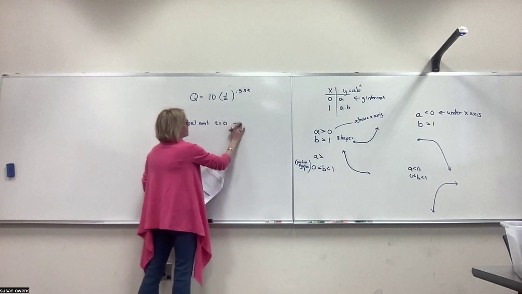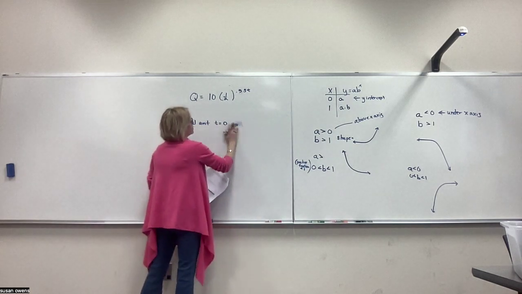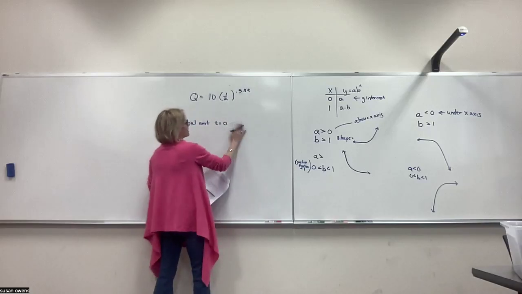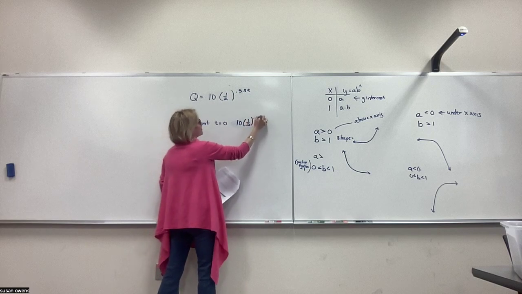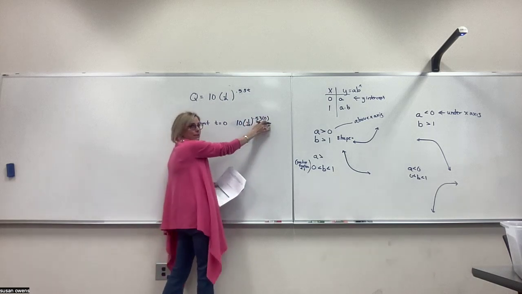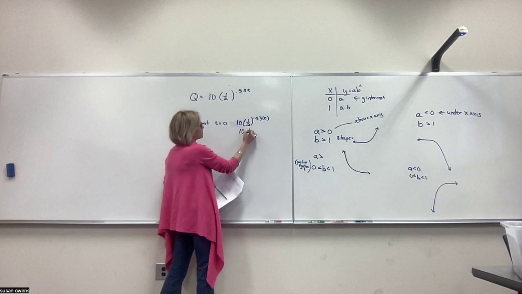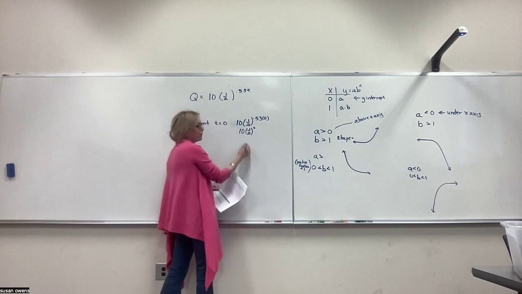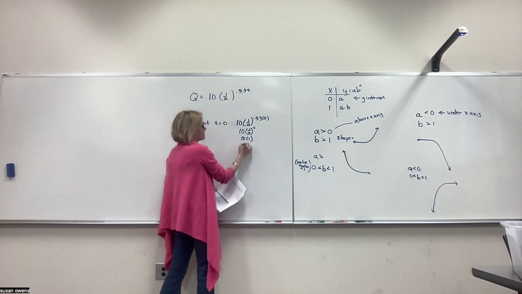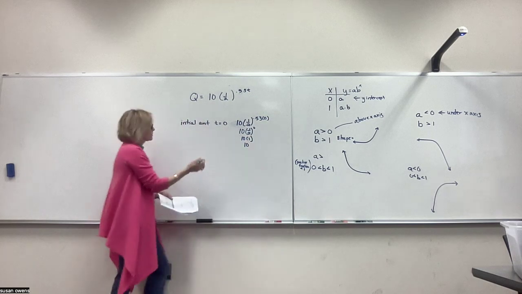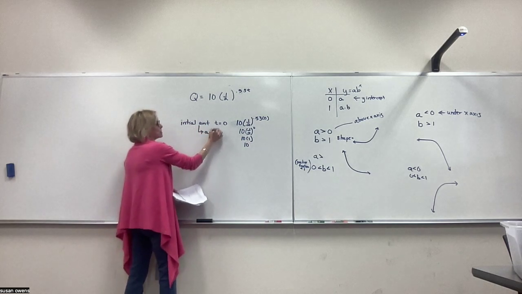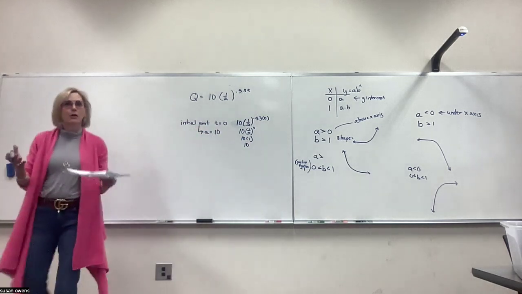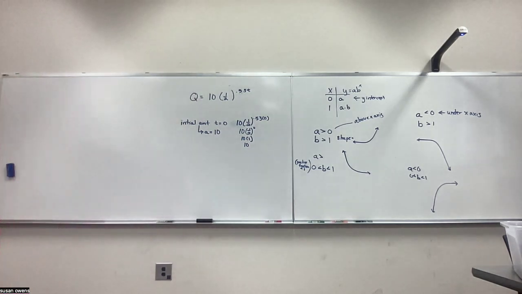So the initial value, you could substitute 0 in there in your calculator if you wanted to. Anything to the 0 is 1, so that's 10 times 1/2 to the 0, which is 10 times 1, which is 10. Or you could just say the initial amount is A, which is 10. You can do the math, or you can use the little value that tells you the initial value is going to be A. Okay.